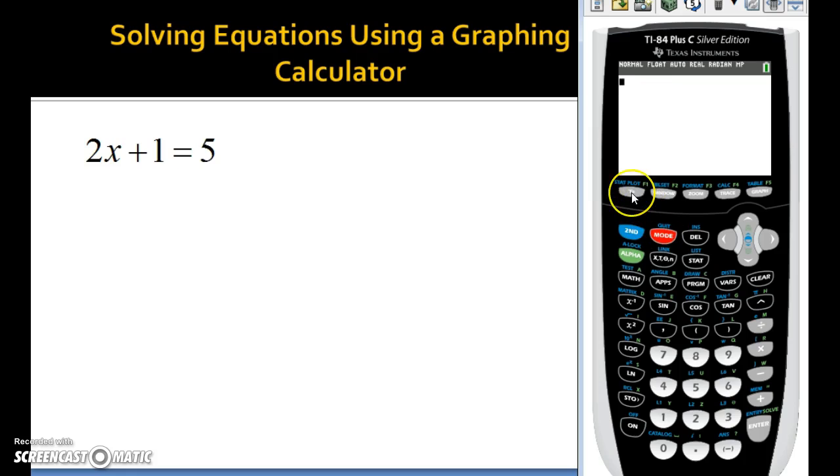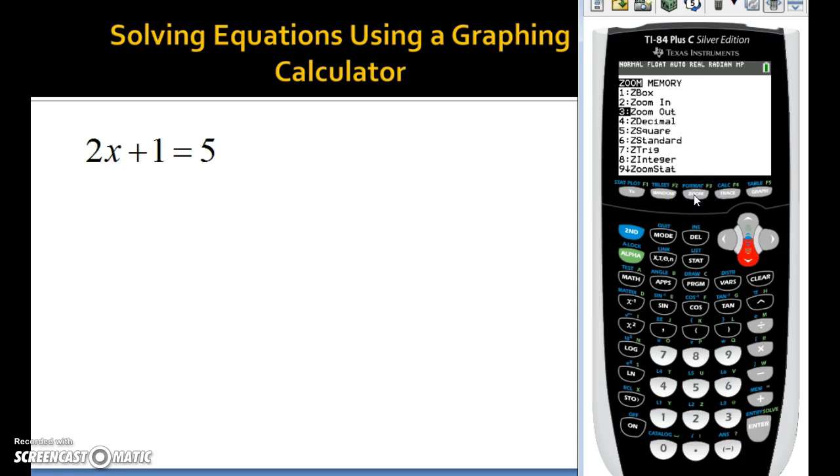So if you have your graphing calculator, you're going to turn it on and push your y equals button. You want to make sure that none of the plots are dark or highlighted at the top. So you want your screen to look something similar to this. And then you want to plug in the left side of your equation into y1. And you want to plug in the right side of your equation into y2. So y1 was 2x plus 1. Y2 then is 5.